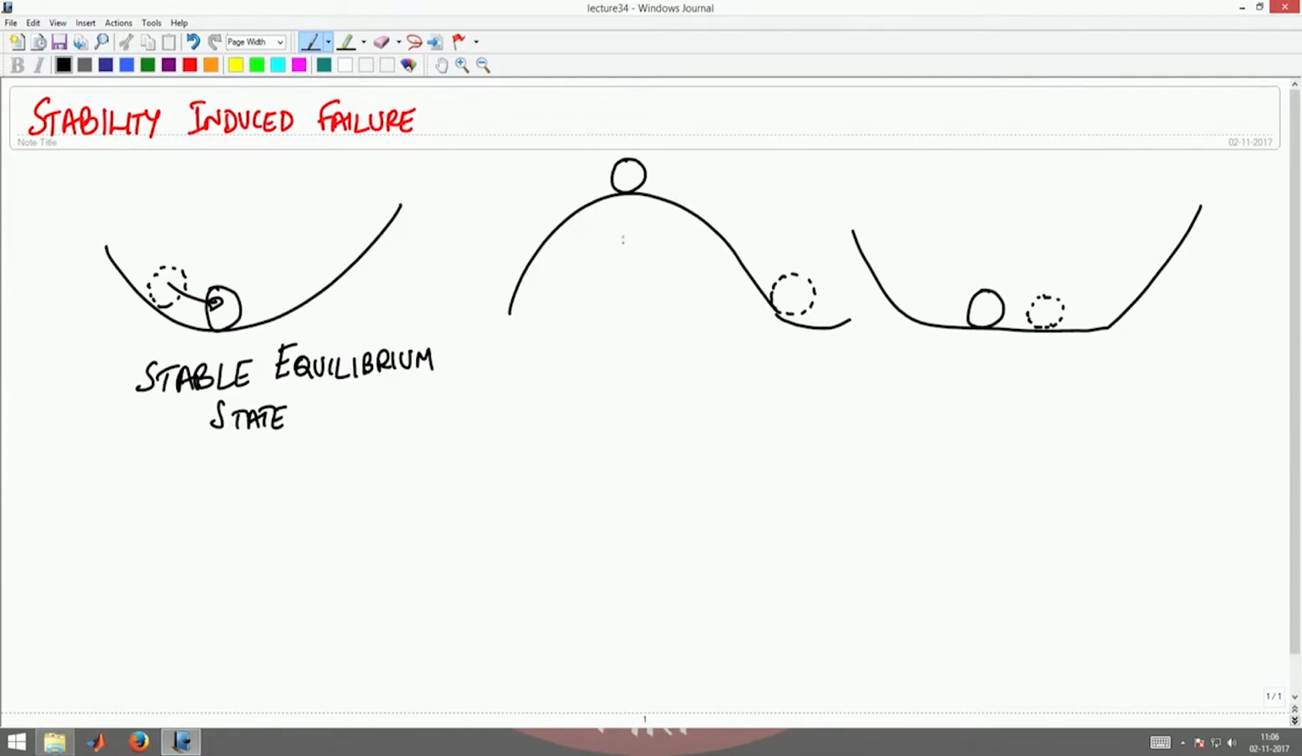You don't want the body to be in this state, which is called unstable equilibrium. Or neutral equilibrium is okay, but you still don't want it because it produces large deformations. This is called the neutral equilibrium state.